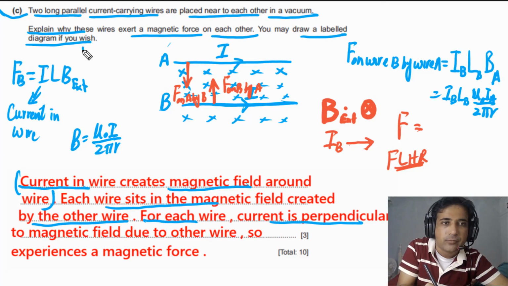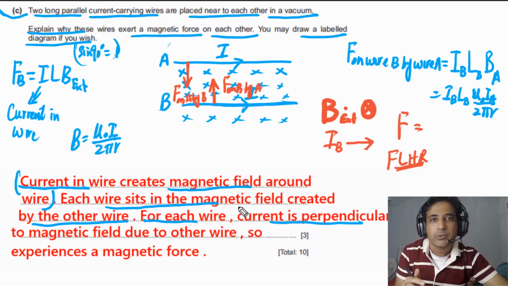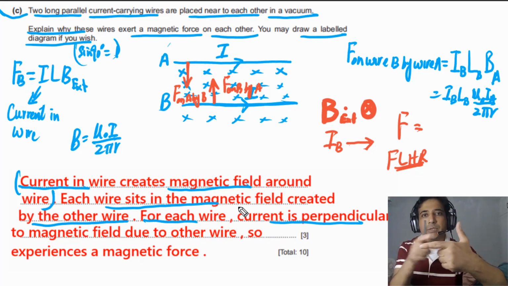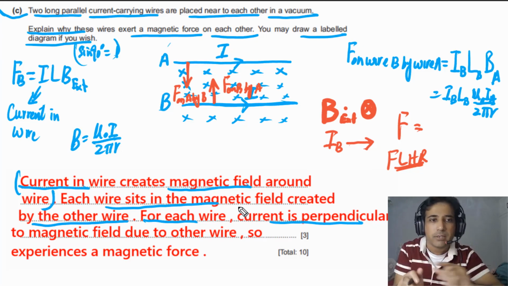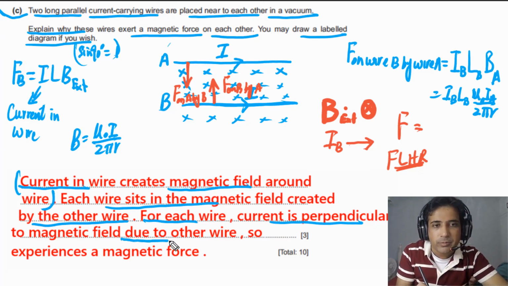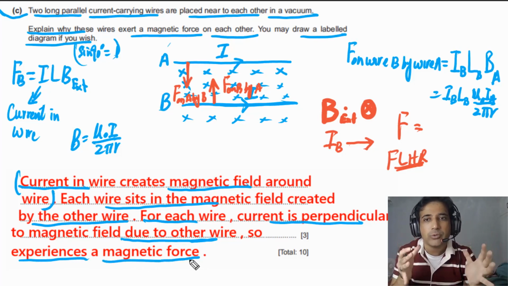That's the reason we haven't used sine theta here, because sine of 90 degrees is equal to 1. They are perpendicular because the current is this way and the magnetic field is this way, so the angle is 90 degrees. Current is perpendicular to the magnetic field due to the other wire. So each wire experiences a magnetic force. So this is how you can answer this question.